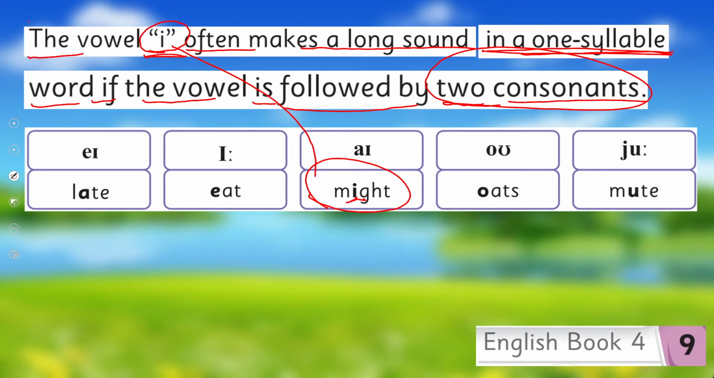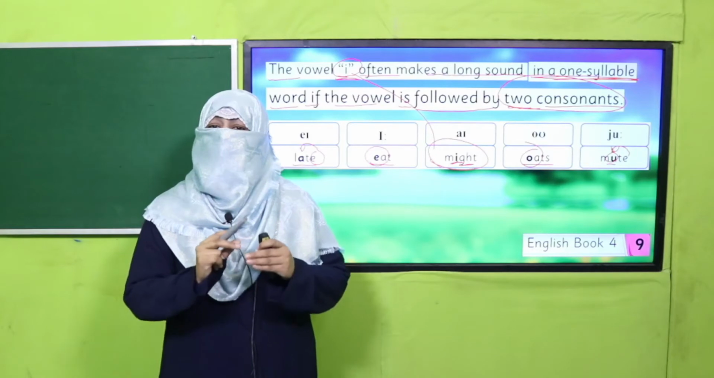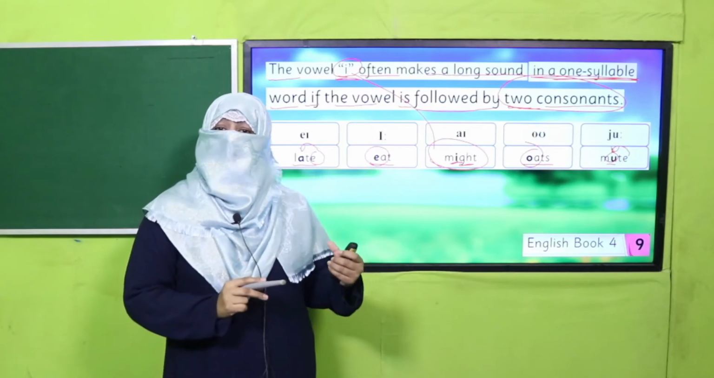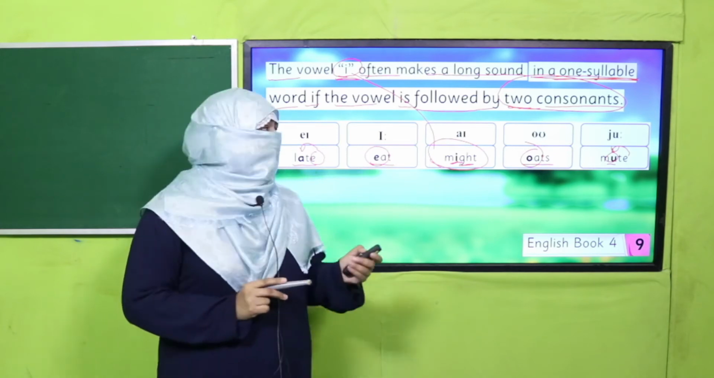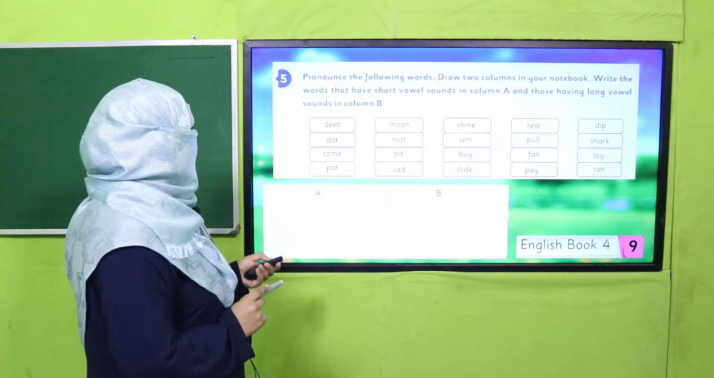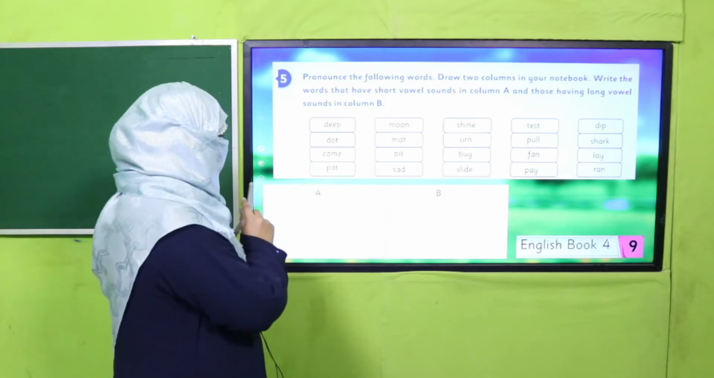All right, again it's late. You can see the bossy E rule over here. It's eat, the 2 vowels rule is over here. I, the 2 consonants rule is over here. Odds, again the 2 vowels rule is here. And mute, again the bossy E rule is over here. Right? So this is how we find out whether a vowel is giving a short or long sound, and we are going to practice it.